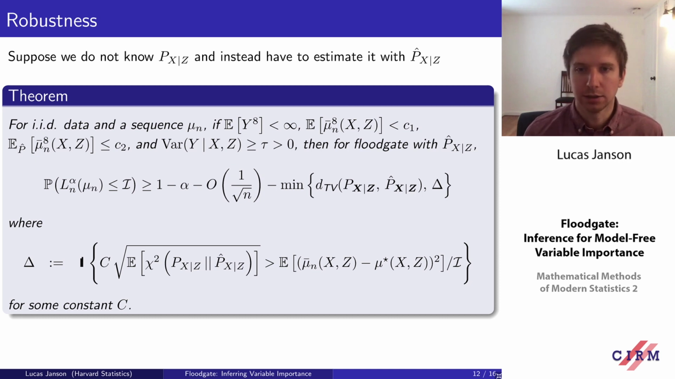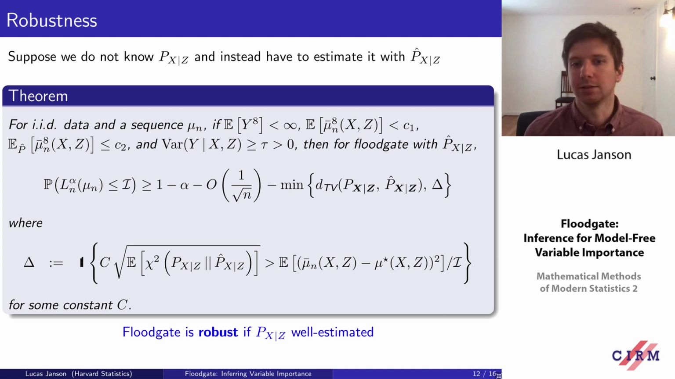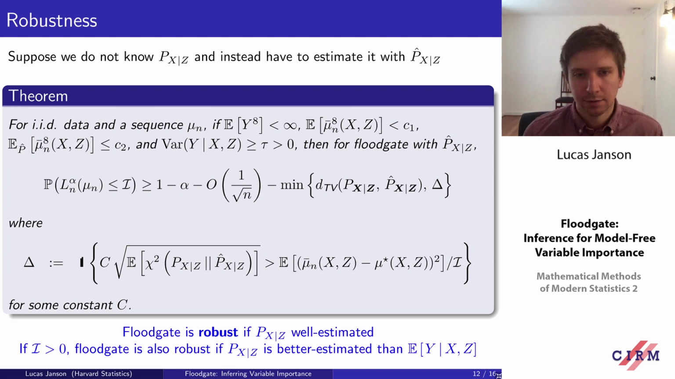So there's sort of two takeaways here. The first is that Floodgate is robust if we can estimate the conditional distribution of x given z well enough. That makes sense. We quantified it. That's good. But furthermore, if we actually have an important variable, so the variables we sort of care the most about are the ones that have positive minimum mean squared error gap.